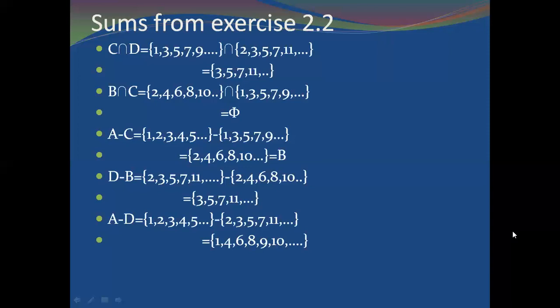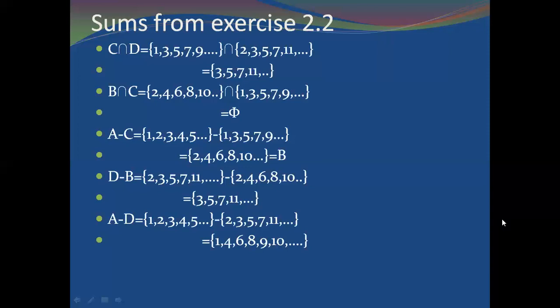So in this way, when the roster form or the set builder form is given, you can convert the given set builder form into the roster form and find out whatever is asked, that is A intersection B, or A minus C, or D minus A, anything. The last sum is very, very important for a 4 mark question in your board exam, children. So please note down all these sums in your notebook.